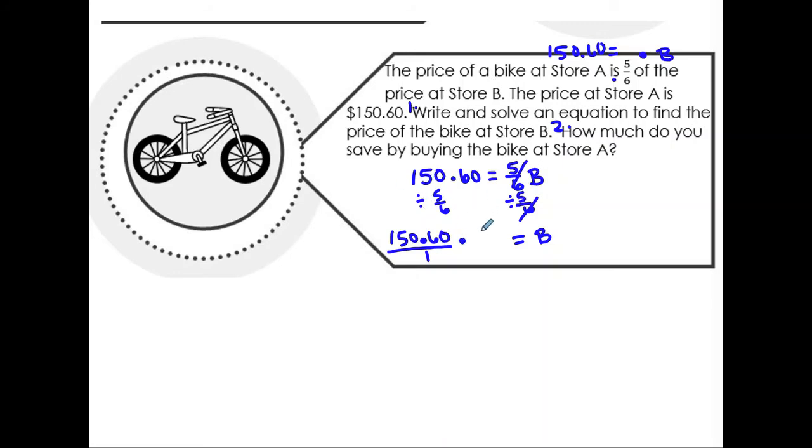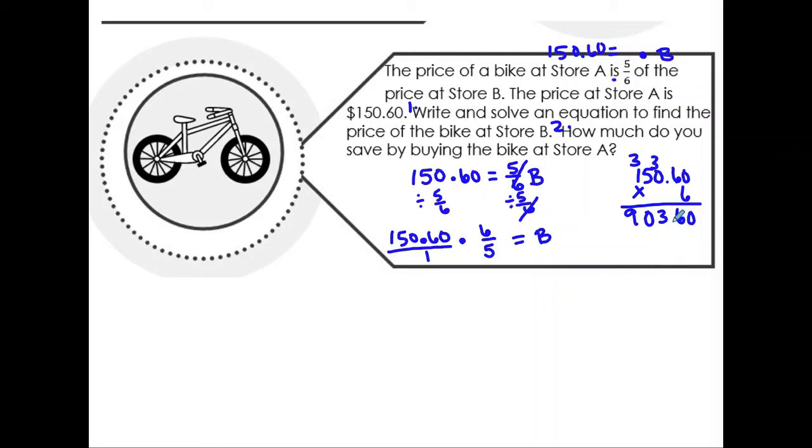Times, keep, change, flip. I'm going to flip that to be 6/5. Okay. So I'm going to multiply 150 and 60 times 6, and then 1 times 5. So I need to do a little work here. $150.60 times 6. 6 times 0 is 0. 6 times 6 is 36. 6 times 0 is 0 plus 3 is 3. 6 times 5 is 30. Write down the 0, carry the 3. 6 times 1 is 6 plus 3 is 9.